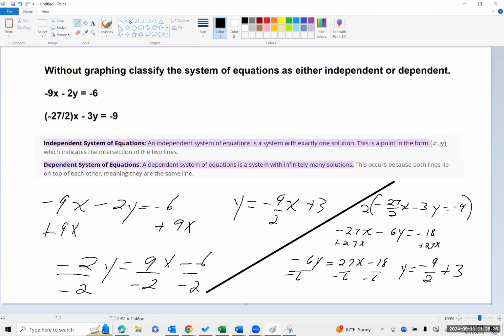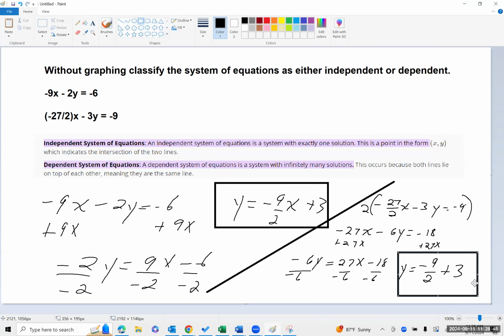So the two things I should be looking at then are the two final equations. Notice that they are identical, meaning they graph the same line. They are on top of each other, or you could say they're the same line.